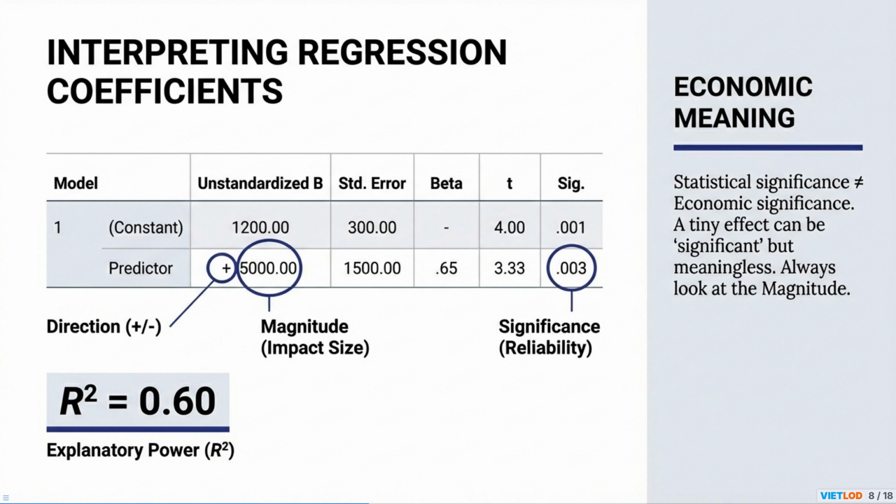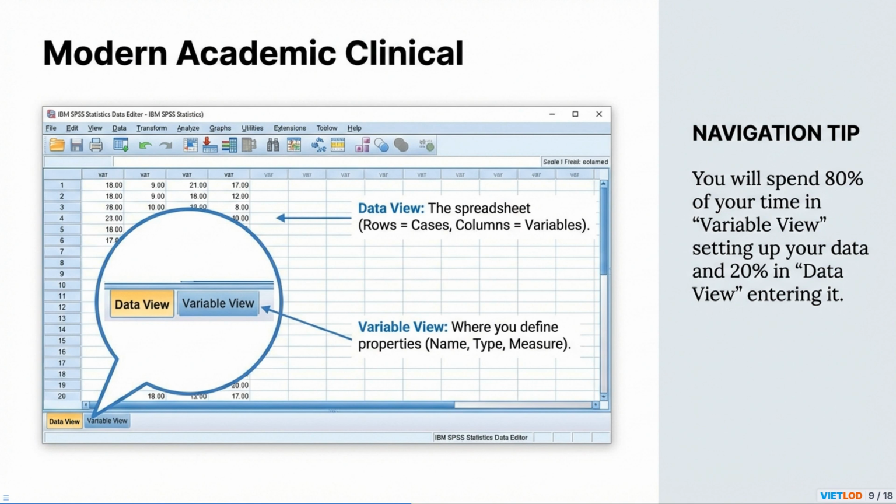Finally, the R-squared value tells you the explanatory power of your model. An R-squared of 0.60 means that 60% of the variation in the dependent variable is explained by the independent variables in your model. In the context of economic meaning, remember that statistical significance does not equate to economic significance. A tiny effect can be statistically significant, but still meaningless in a practical sense. Always focus on the magnitude of the effect.